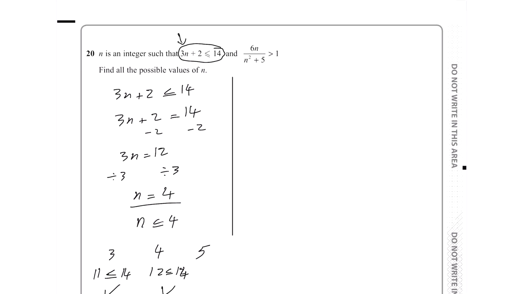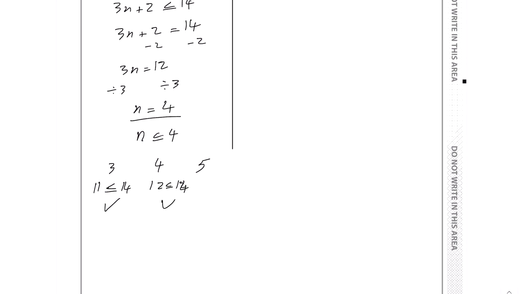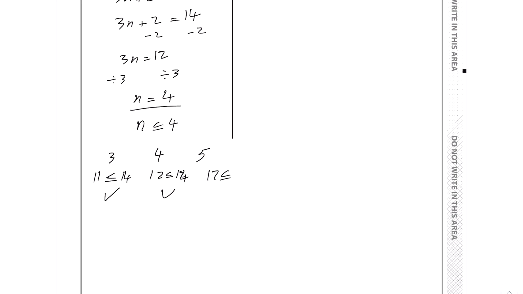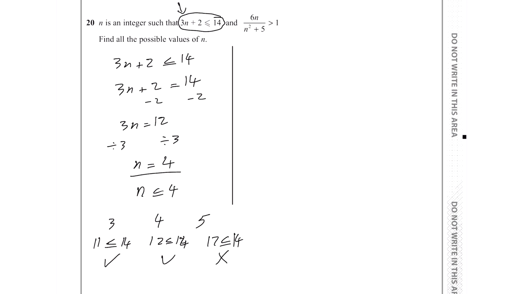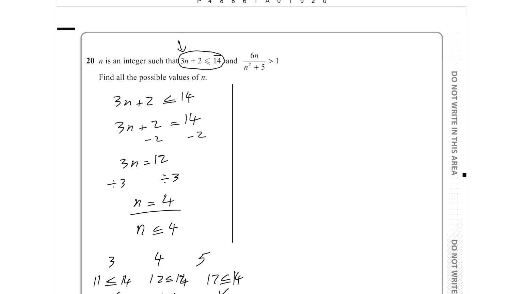14, that works. And finally, we can sub 5 in. 5 times 3 is 15, plus 2, 17 is less than or equal to 14. That does not work. So that means for this question, we can have any value that is less than 4. And for the next one, it'll become a bit more apparent why I did this when I do the next question.